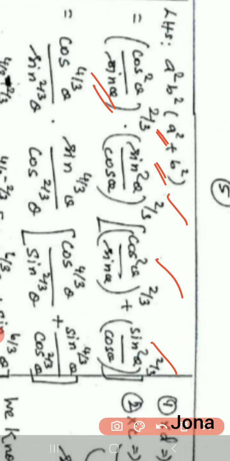Okay, and then just multiply these two, we will get 4 by 3, and even here multiply, you will get 4 by 3, and here multiply everything so that the power will be 4 by 3. At the denominator also you will get this power 2 by 3, here 2 by 3, here 2 by 3, and here also 2 by 3.